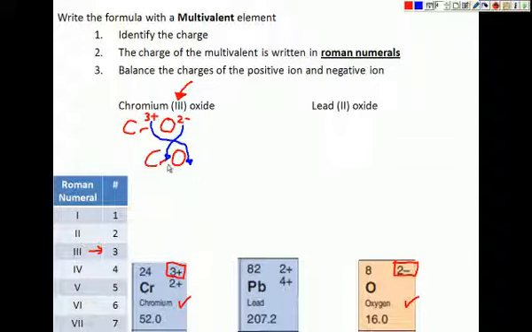This becomes a 2, and this becomes a 3. So our formula is Cr2O3.